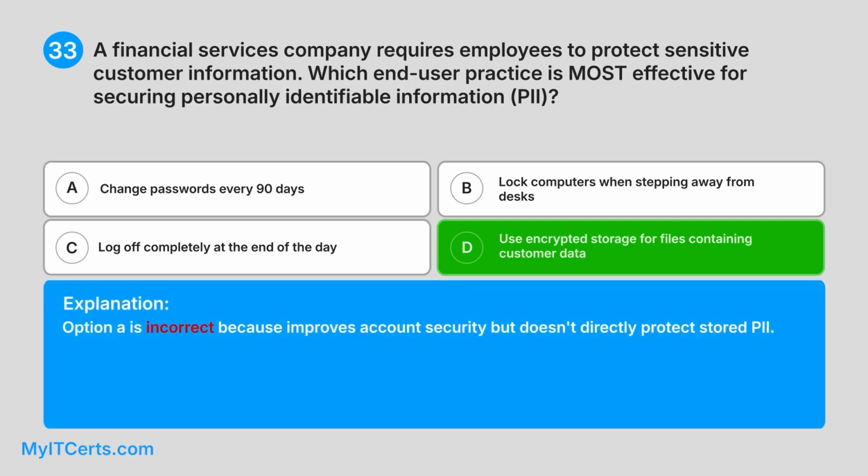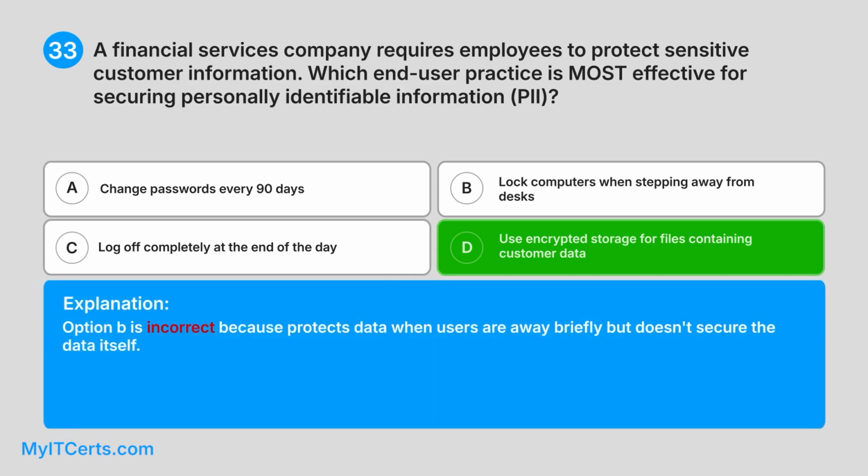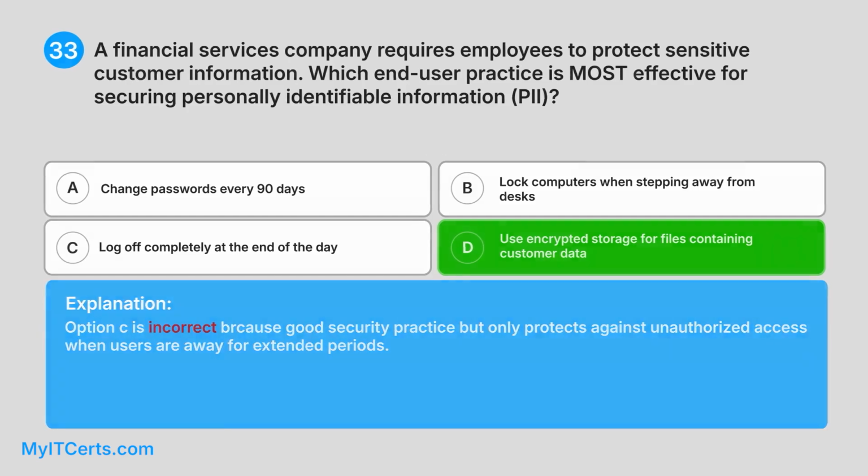Option A, change passwords every 90 days, is incorrect because it improves account security, but doesn't directly protect stored PII. Option B, lock computers when stepping away from desks, is incorrect because it protects data when users are away briefly but doesn't secure the data itself. Option C, log off completely at the end of the day, is incorrect because it is good security practice but only protects against unauthorized access when users are away for extended periods.